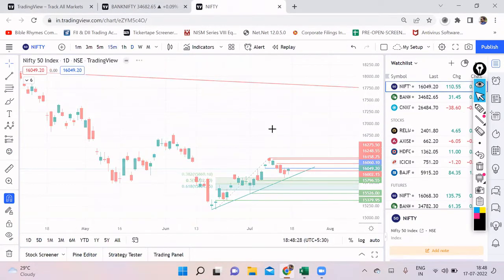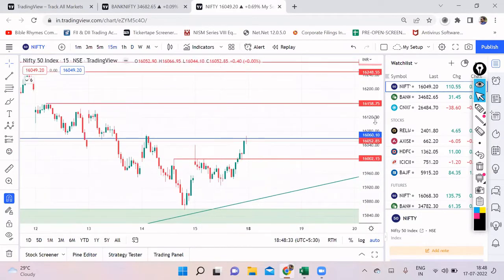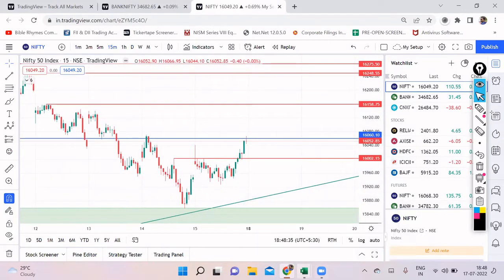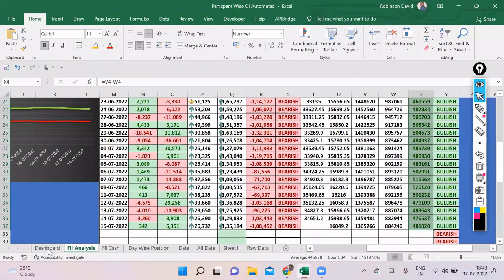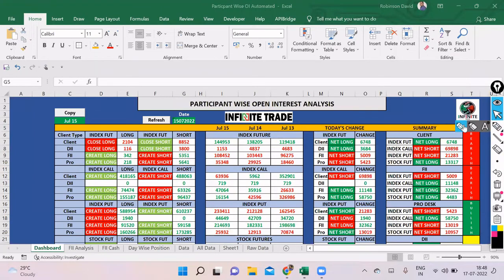Okay, I'm moving back to a smaller time frame. This is Nifty. So let's quickly check the data based on Friday. What FIs did on Friday is basically they created some long in the futures, very small quantity, and again they added shorts, and that too a good quantity as of Friday. And if you look at the options, they are net long on call and net long on the put side.